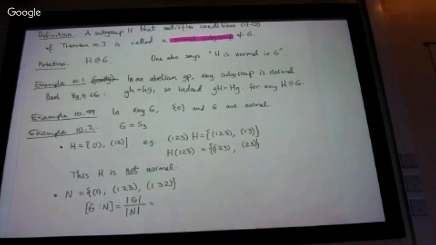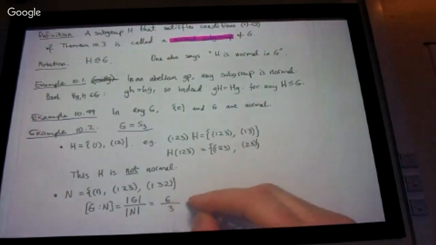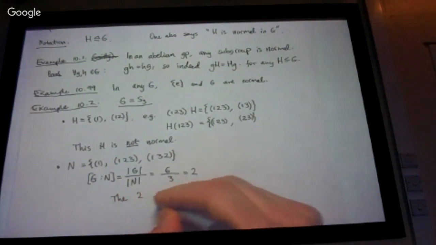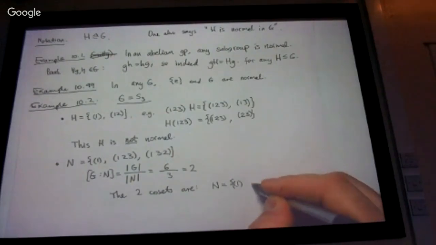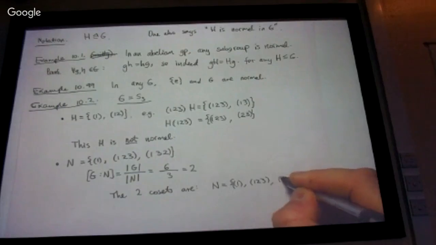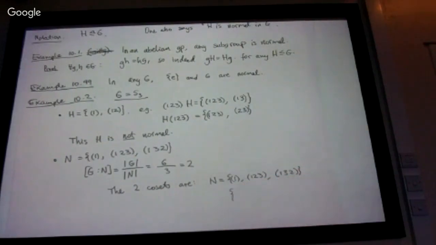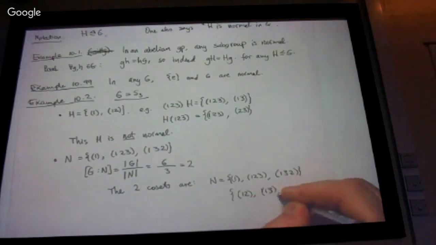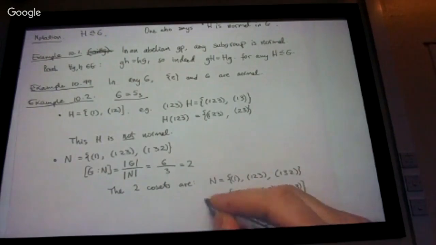So in this case, we're looking at S3. We know this has 3 factorial, that's 6 elements, and N has 3 elements. So there are 2 cosets. Okay, the first coset, that's easy. That's just N. And the other coset is, well, what have we not got? 1 2, 1 3, 2 3.